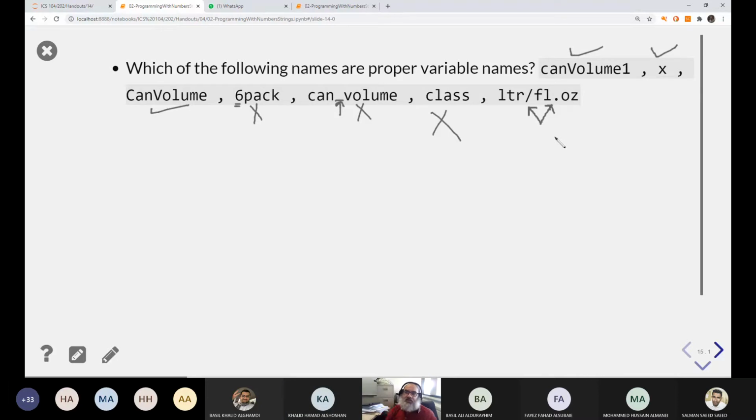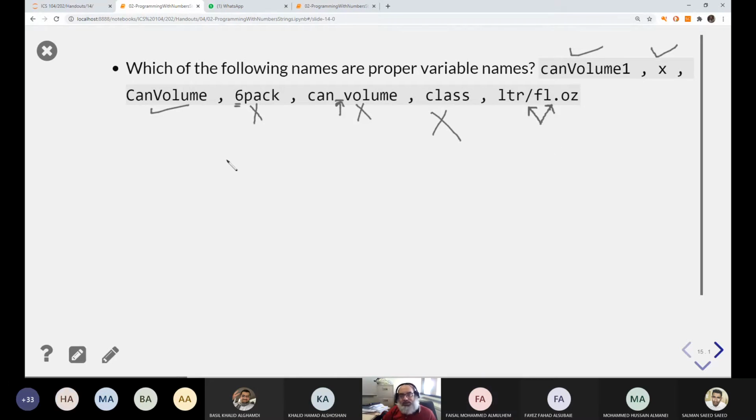Is it clear, guys, the proper variable names and the improper variable names? Doctor, what are the reserved words? Well, there is a list. If you go to the Python documentation, you will get the list of reserved words. For example, print, as we mentioned earlier, is a function, so it's not a reserved word. You can actually assign print to something, but if you do that, you will not have access to the function. Clear?